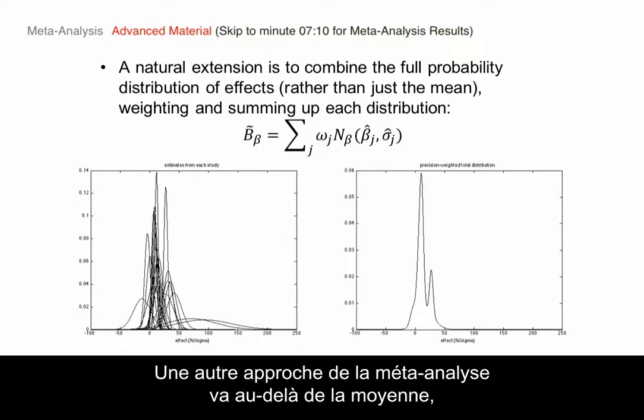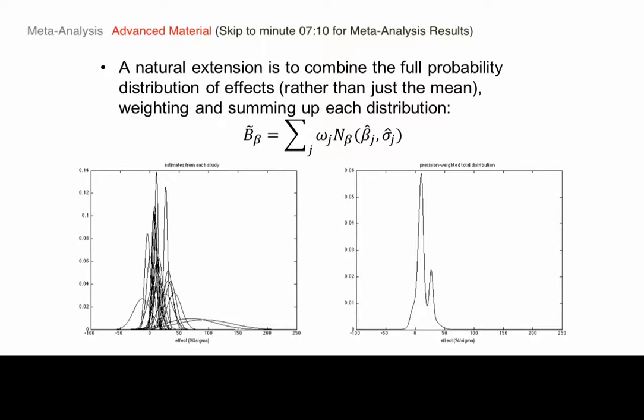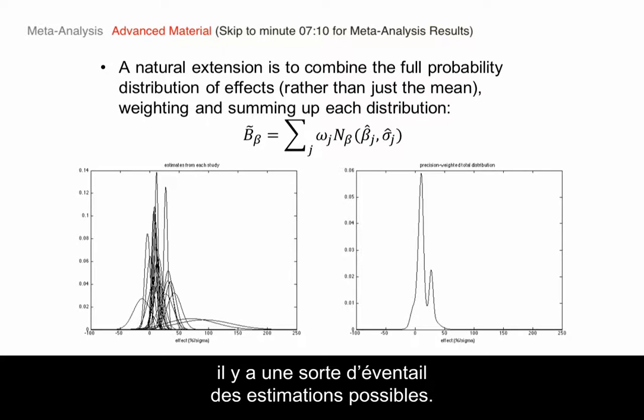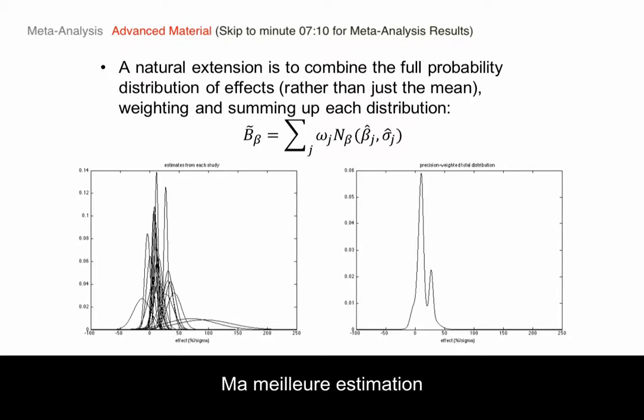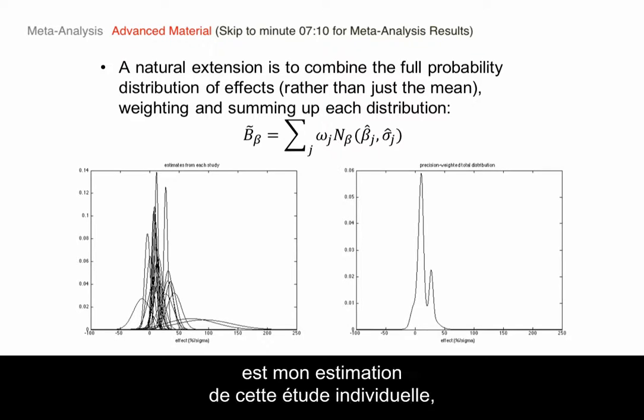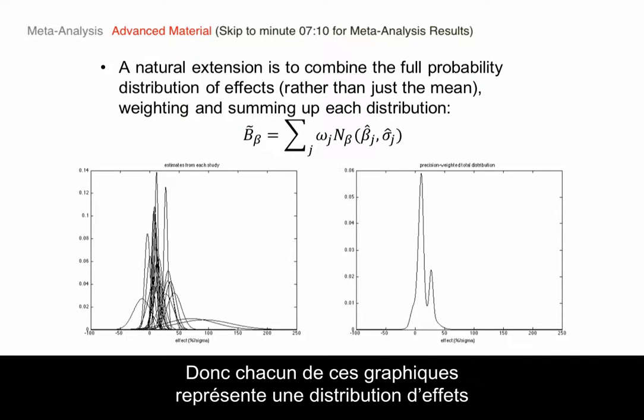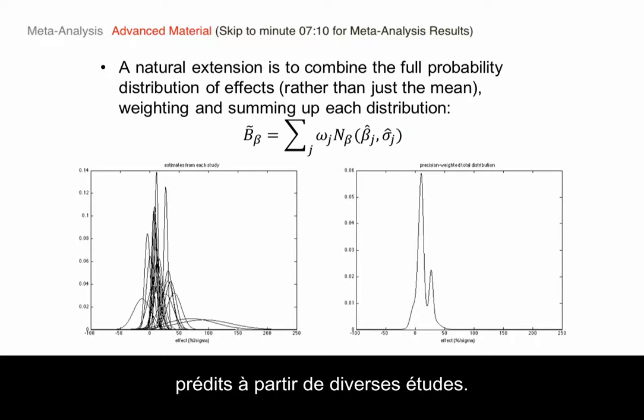Another approach to meta-analysis goes beyond the mean. And this is actually what a lot of meta-analyses do. So imagine instead of just having a beta hat, there's some sort of range of possible estimates. So, my best guess is my estimate of this individual study is here, but it's a pretty imprecisely estimated effect. So there's also some possibility that the true effect lies way out over here. So each of these plots are distributions of predicted effects from different studies.